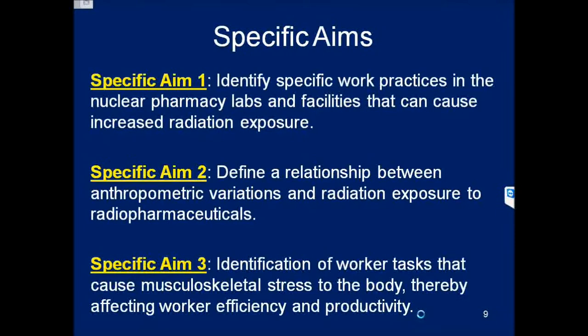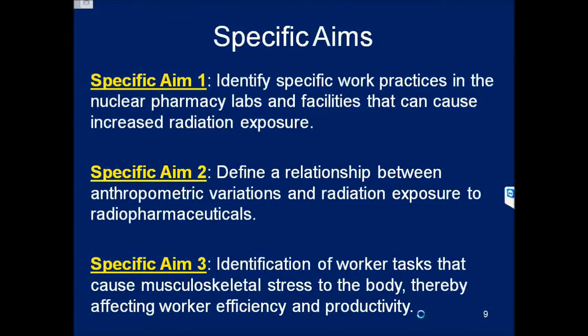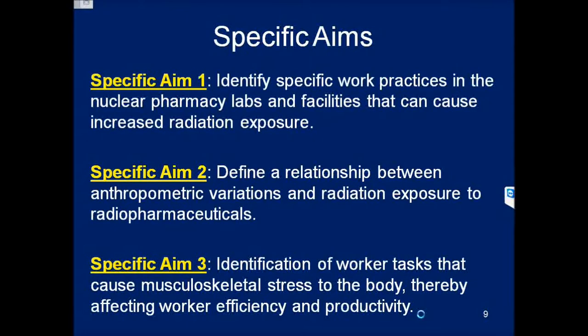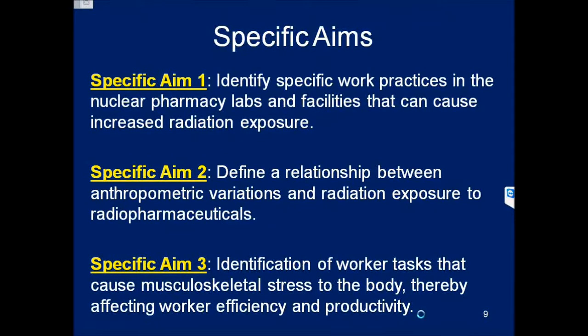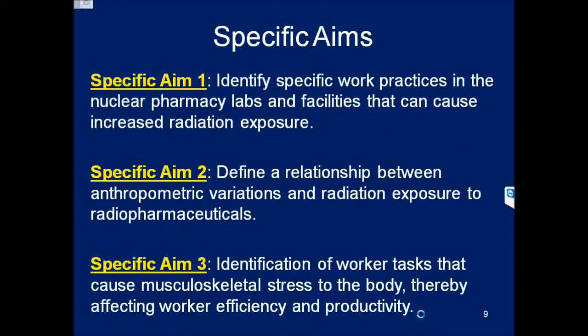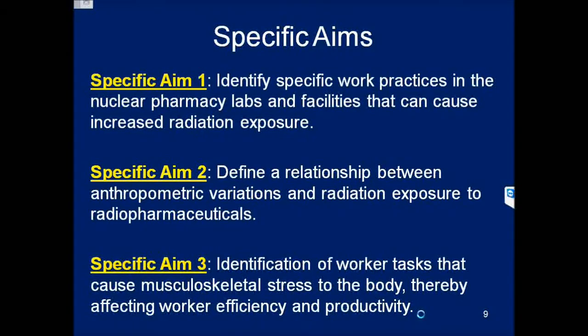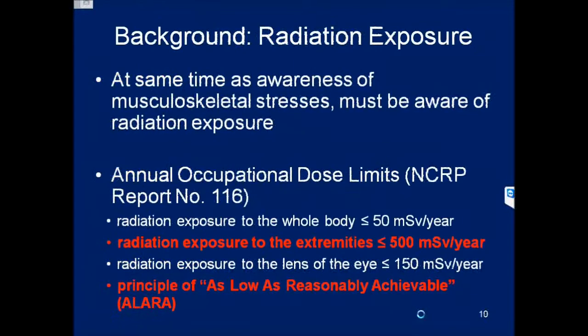But at the same time that I was being aware of the musculoskeletal, I was also aware of the radiation exposure, and we have limits on this. The limits to the whole body are 50 millisieverts per year, 500 to the extremities, and that's what we were really looking at is the hands, because for nuclear pharmacists, the greatest exposure is to the hands because they are wearing just regular lab gloves, so you do not have a lot of protection.